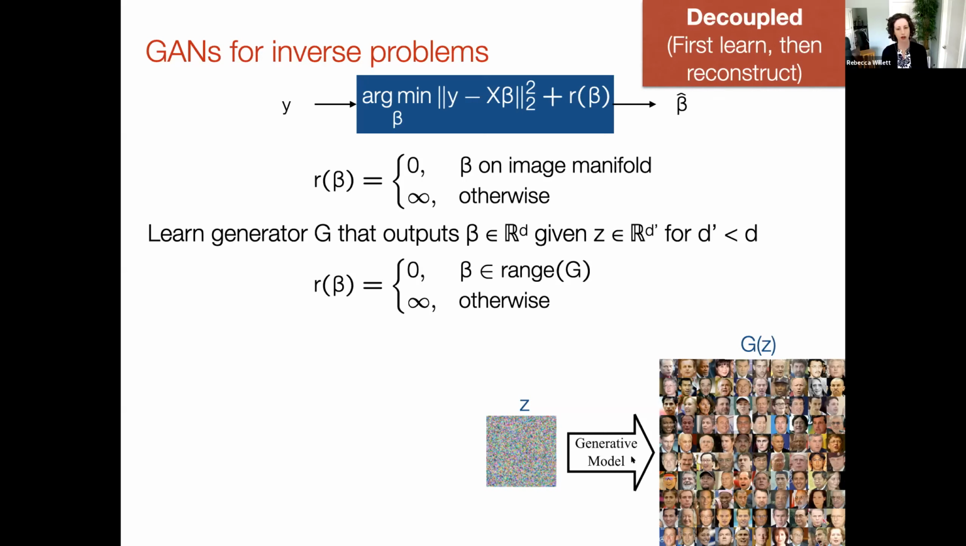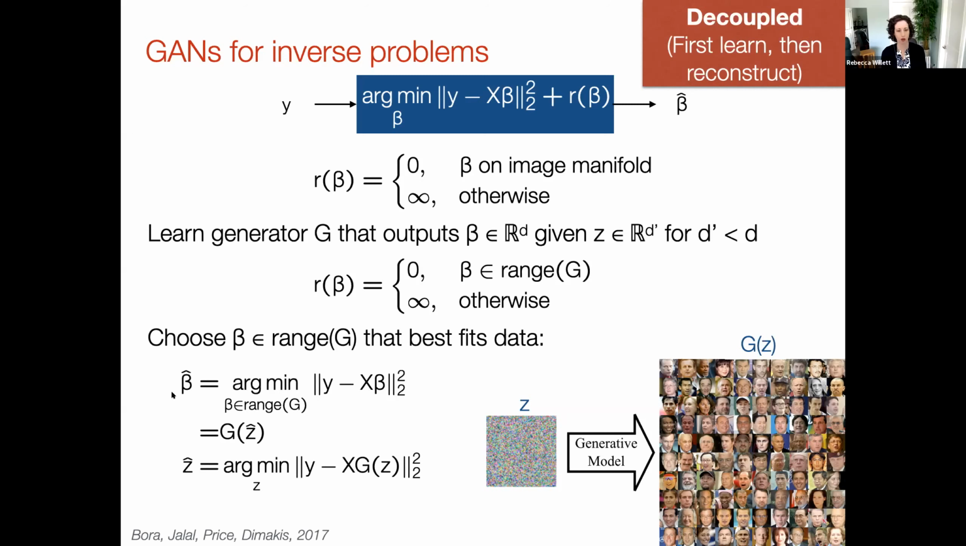And so if we have a good generator, we can write a regularizer as being either 0 for any image that's in the range of the generator and infinity otherwise. So now what we can do is we can take our training data and learn this generative model. Again, now we're going to stop all of our training. And once we have that learned generative model, we just plug it in to an inverse problem solver. So in particular, we would choose our estimate beta hat to be the beta in the range of the generator that best fits our data.